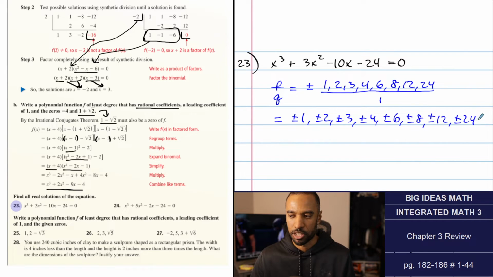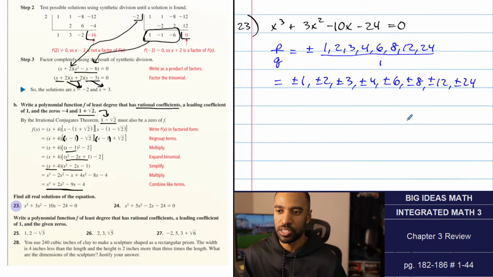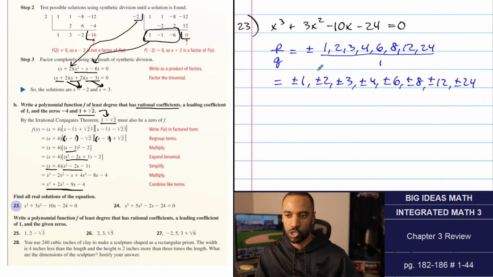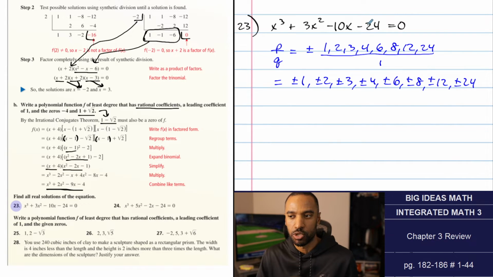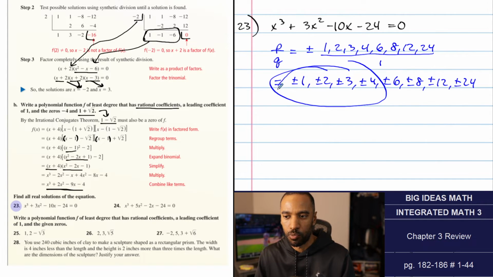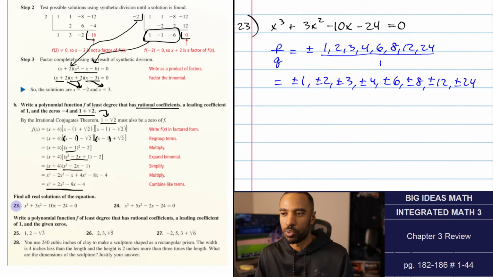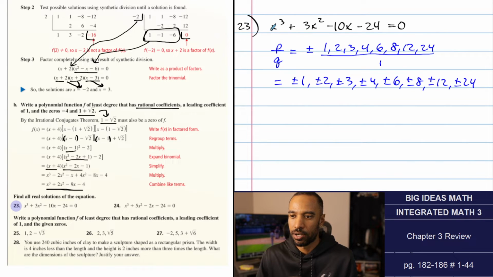That's 16 different possibilities. I ain't about to use 16 different times of synthetic division until I get it to work. I'm going to plug numbers in. I'll do it mentally first, and if I run out of time, patience, numbers get too big, something like that, I'll use the calculator for it. Generally, you'll run into a number early on, probably even one of these sets, but we'll see what happens. If I substitute 1 into here, I get 1 plus 3 minus 10 minus 24.